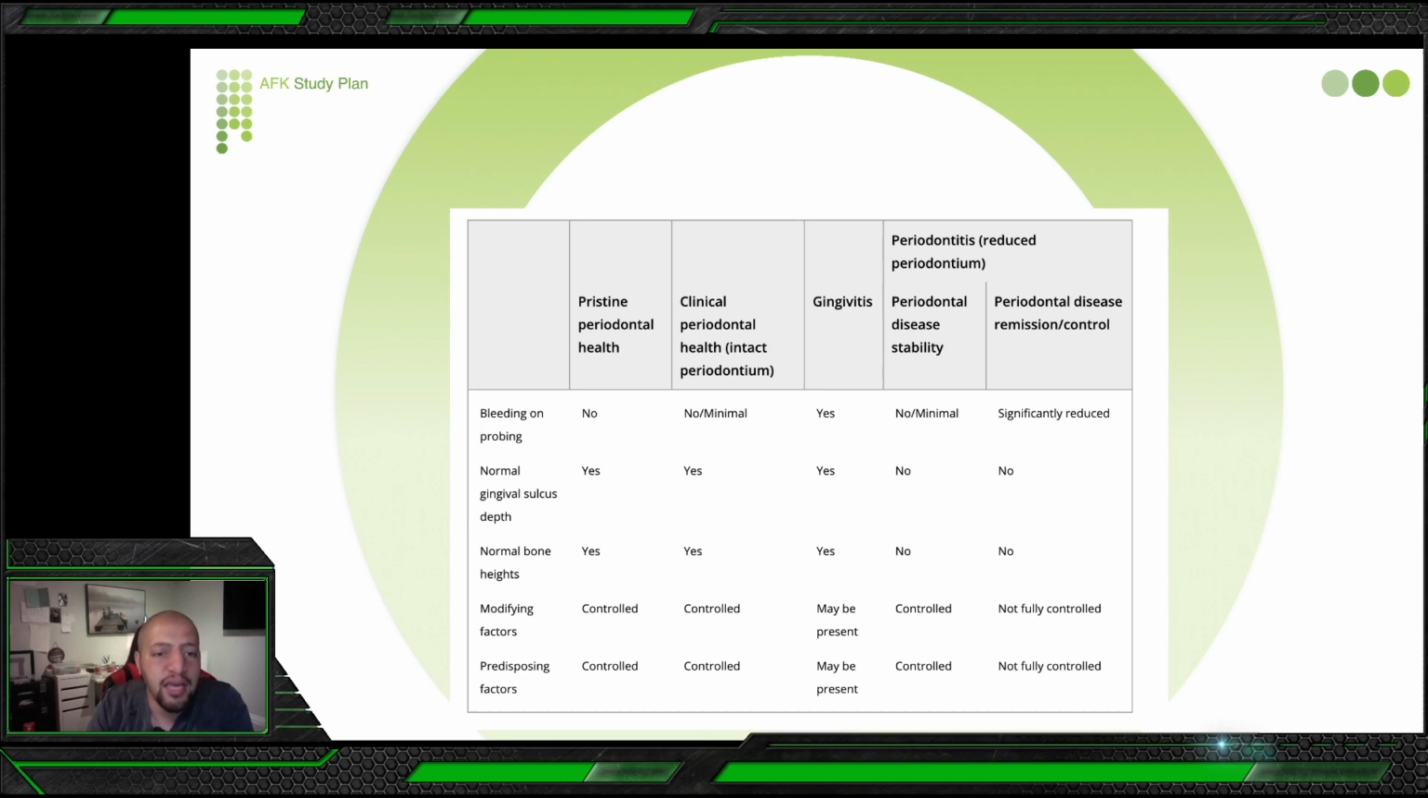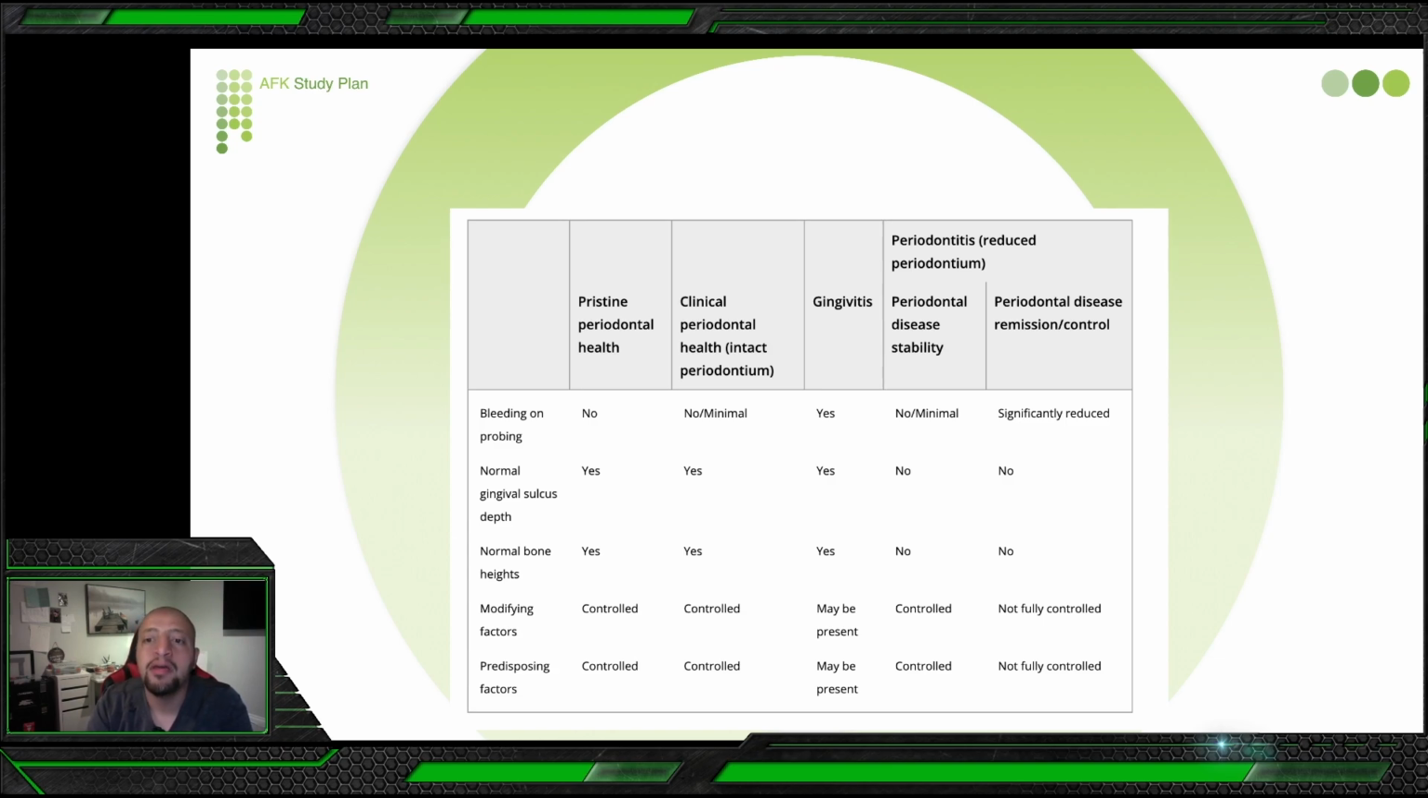So we're going to say pristine periodontal health, clinical periodontal health on an intact periodontium, gingivitis, and then periodontal disease. As we said, the factor of bleeding is what we call gingivitis. So for bleeding on probing, in the first two it will be none to minimal. Gingivitis, yes, meaning more than 10%, and periodontal disease, no or minimal, and periodontal disease remission or control will be significantly reduced. Normal gingival sulcus in the first two will be good.